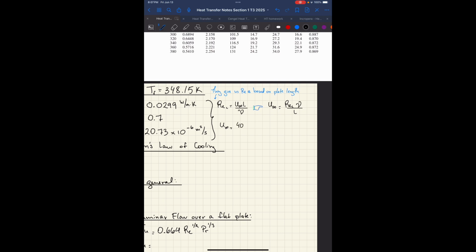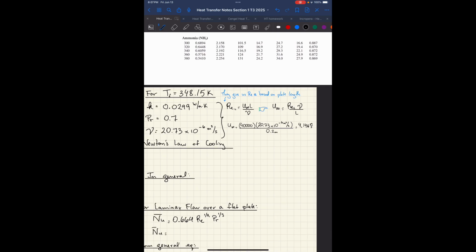So Reynolds number is 40,000. The kinematic viscosity is 20.73 times 10 to the minus 6. All right. And then of course we divide by the length. The length of the plate is 0.2 meters. And we get our velocity. Let me just shrink this a little bit, that way I can fit the velocity, which is 4.146 meters per second.